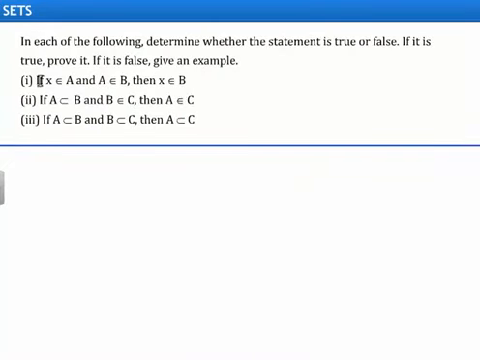In this question, we need to state whether each of the following statements is true or false. If the statement is true, we need to prove it. If the statement is false, we need to give an example. Let us begin with the solution.